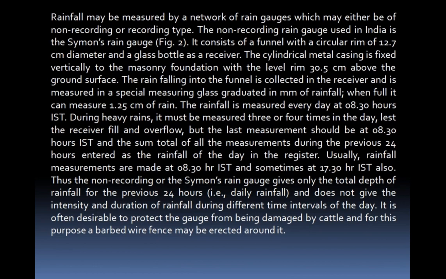Rainfall may be measured by a network of rain gauges, which may either be of non-recording or recording type. The non-recording rain gauge used in India is the Symons rain gauge. It consists of a funnel with a circular rim of 12.7 centimeter diameter and a glass bottle as a receiver. The cylindrical metal casing is fixed vertically to the masonry foundation with the level rim 30.5 centimeter above the ground surface. The rain falling into the funnel is collected in the receiver and is measured in a special measuring glass graduated in mm of rainfall.